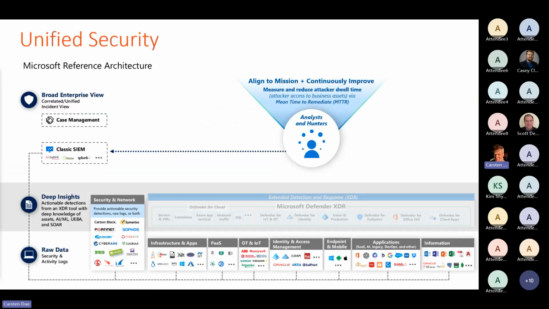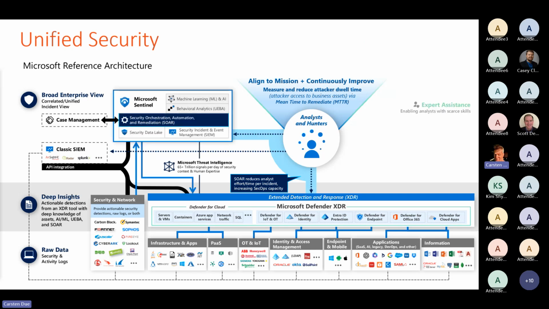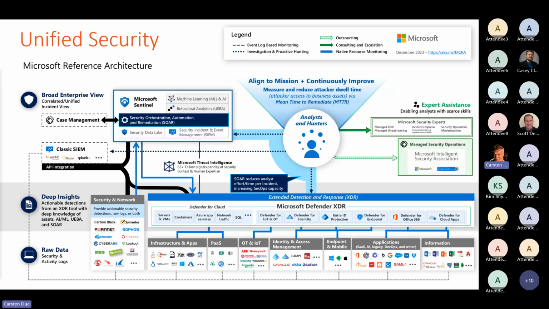So unified security, I'm going to click through this slide so we can get the complete picture. This is really the Microsoft reference architecture for unified security. If you focus on what is all the way at the bottom here, across infrastructure, PaaS, OT, identity and access management to information, all of them are being protected and monitored by the various defenders. And all those defenders are now put in the same category called Defender XDR.